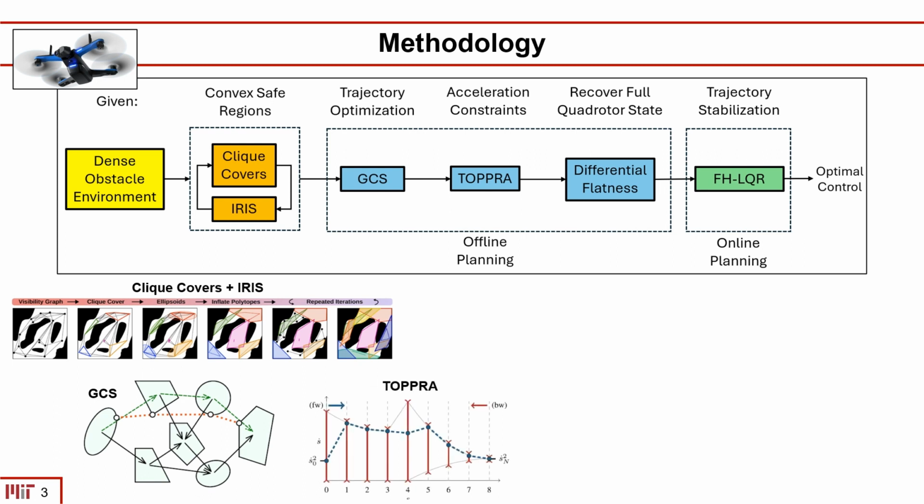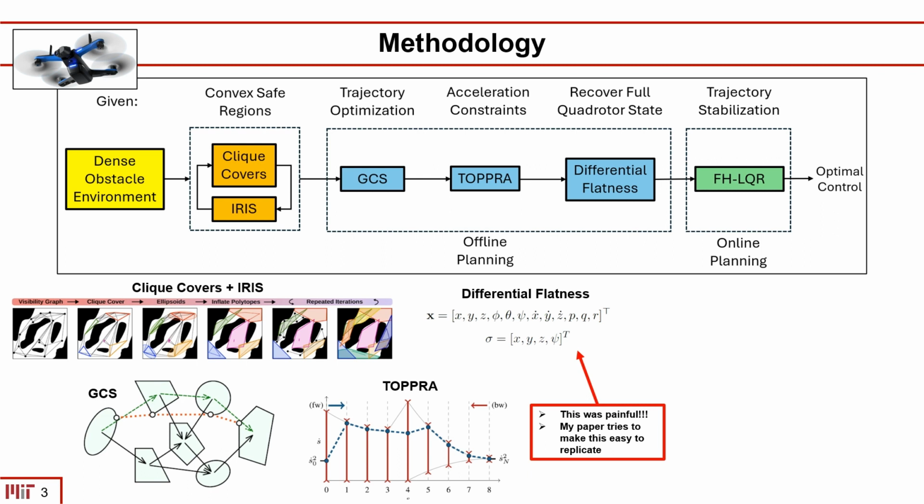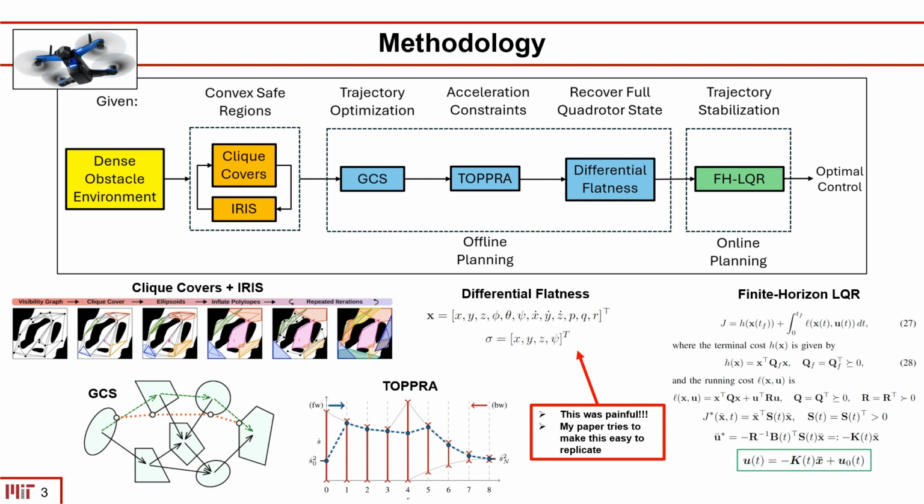We then retime this path with TOPPRA with acceleration and velocity limits. Then we use differential flatness to recover the full quadrotor state from the flat output states. Then we finally use a finite horizon LQR for trajectory stabilization.